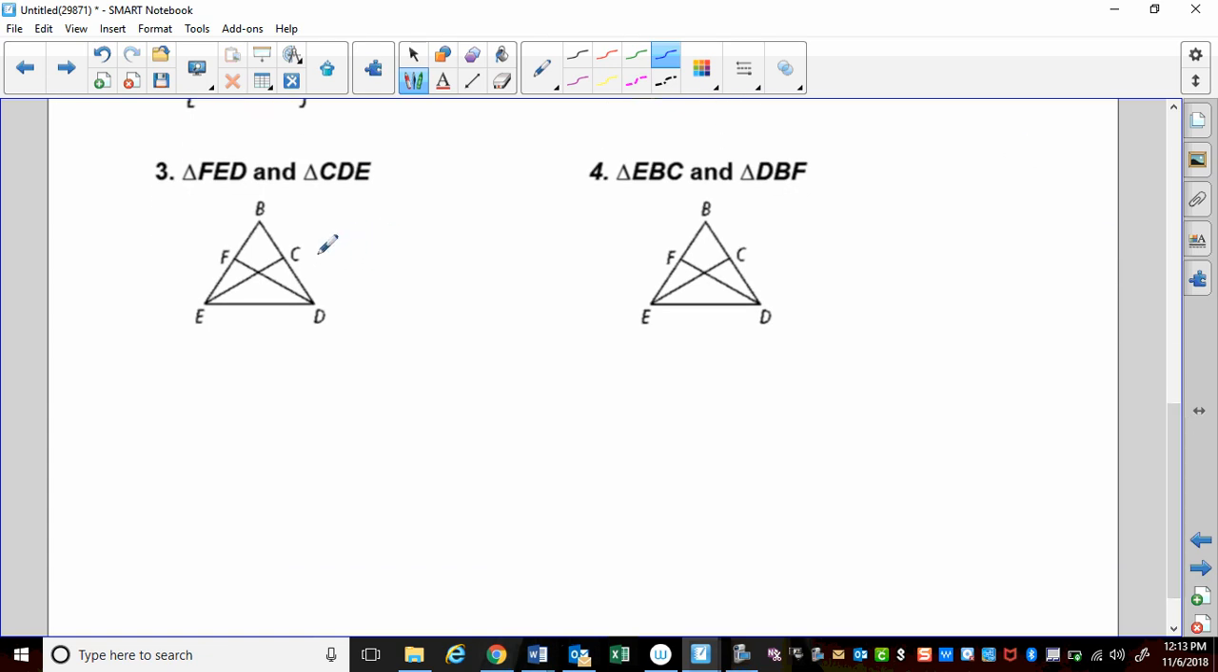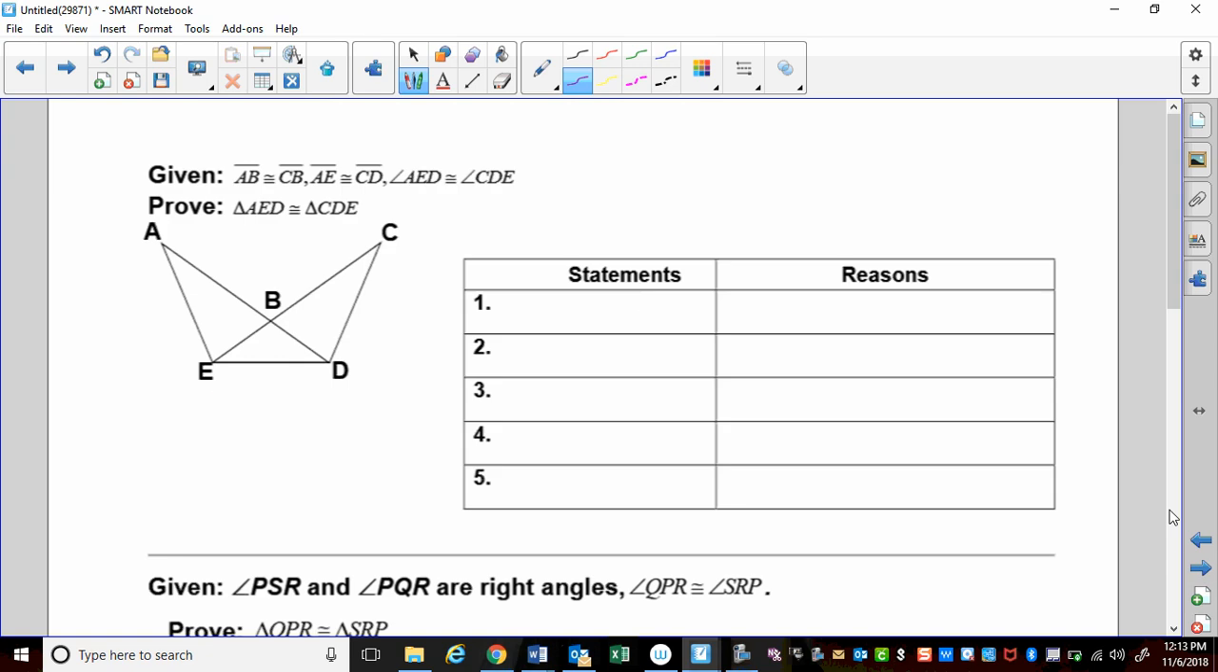FED and CDE. Let's try this one. FED and CDE. What side or angle are they sharing? It looks like they're sharing the side ED. I want you guys to try number 4. Let's try a proof. I always want you guys to separate the triangles if they're overlapping.